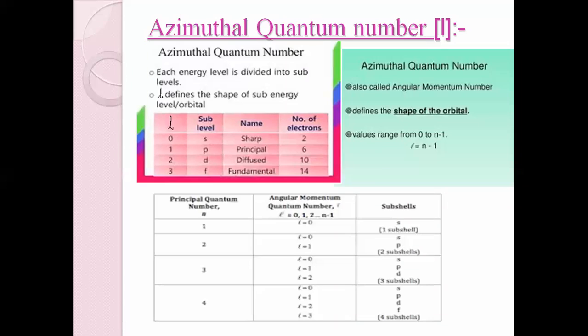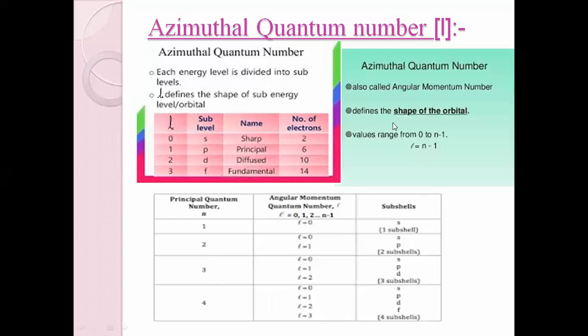So in short, if I tell you the main shell L जिसका प्रिंसिपल क्वांटम नंबर 2 है, वो मेन शेल में 2 सबशेल्स है. उन 2 सबशेल्स का नाम क्या है? उसका नाम है S और P. ठीक है, ये S कैसे हमें मिला? Because azimuthal quantum number L is equal to 0. 0 represents S, 1 represents the principal P subshell.